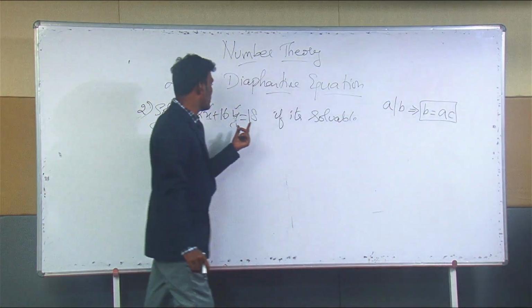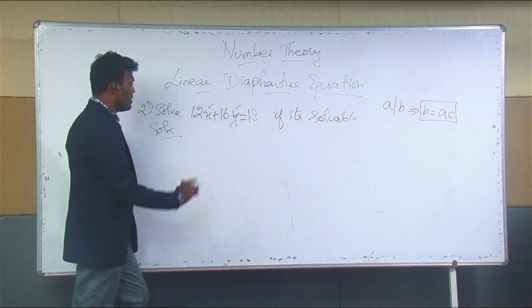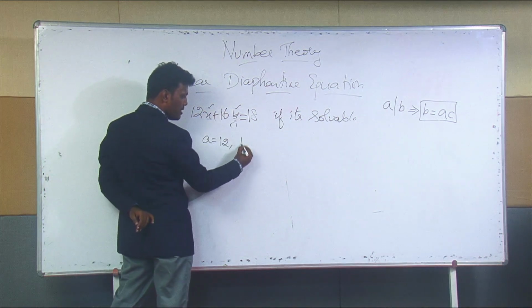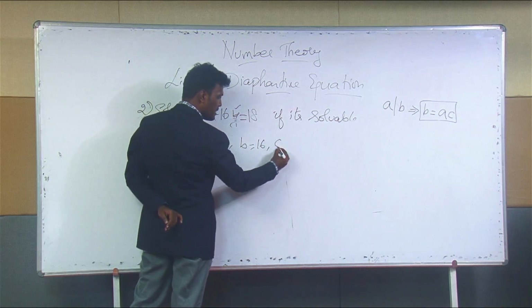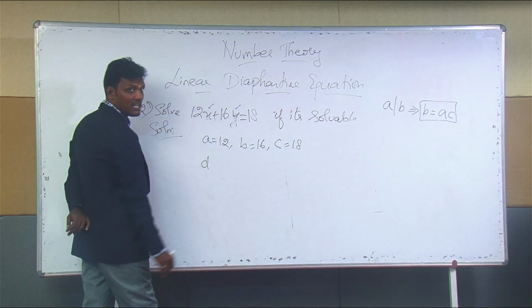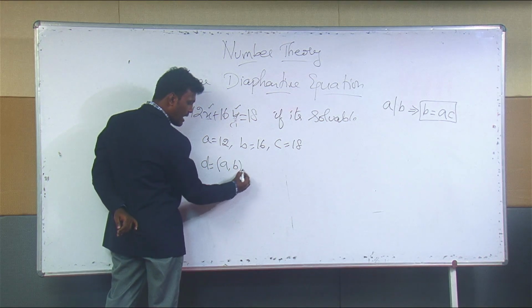So we have to find out whether it is solvable or not, then we have to find out the solution. So how to check whether it is solvable or not? The A value was 12, B value was 16, C value was 18. So then we have to find out the D value. D is nothing but GCD of A comma B.